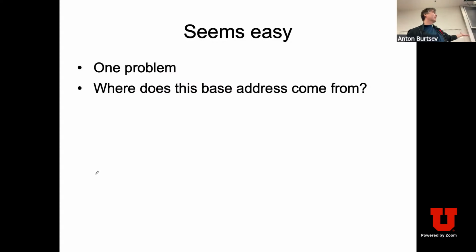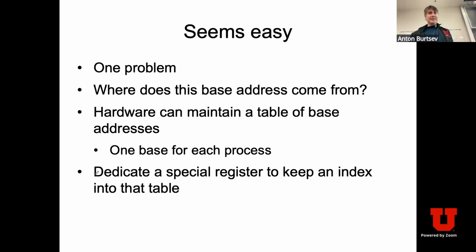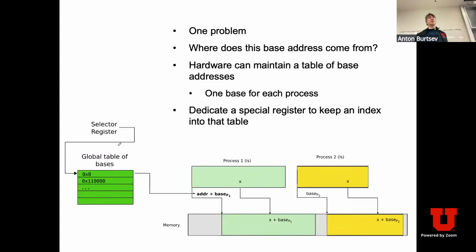One question is, where does the base address come from? There is a variety of design choices. You can say maybe we'll have a set of registers which the operating system sets, but x86 does it in such a way that it maintains a table. So this idea was showing up earlier, a table of base addresses, right? And there is a special register which indexes into this table. Let me go through it in more detail.